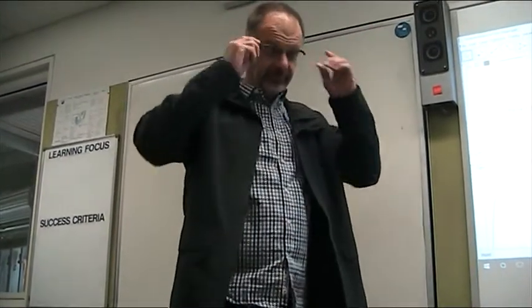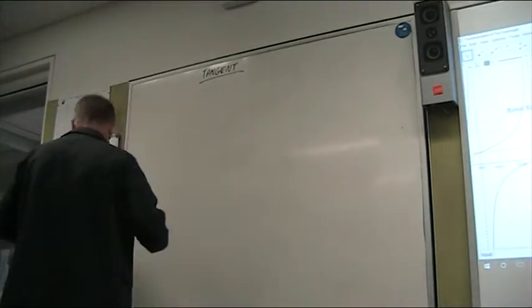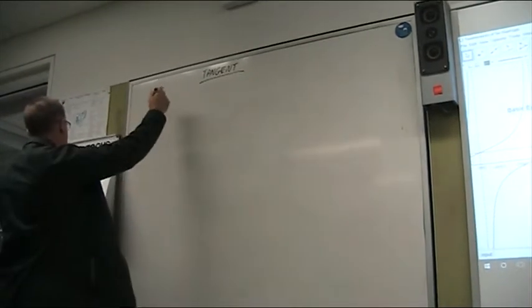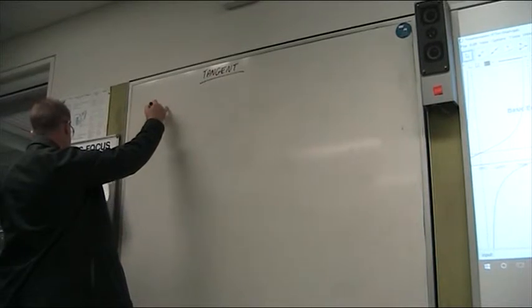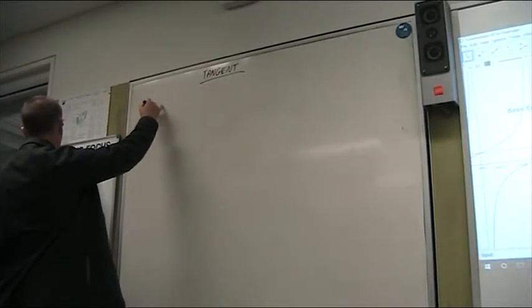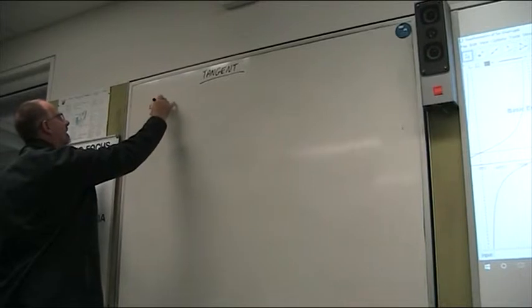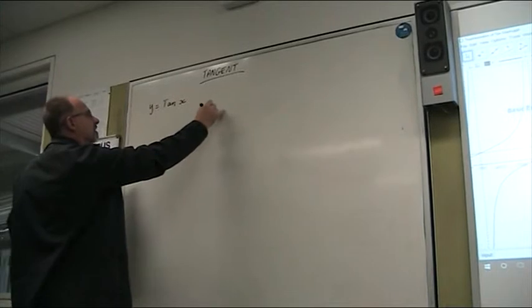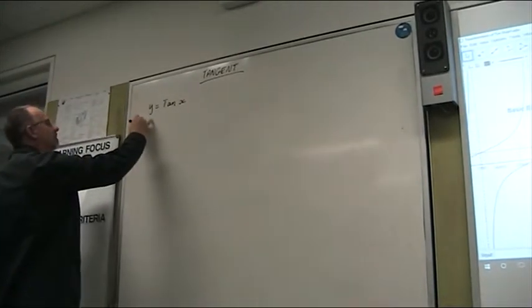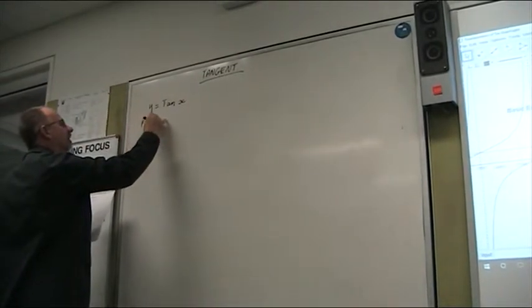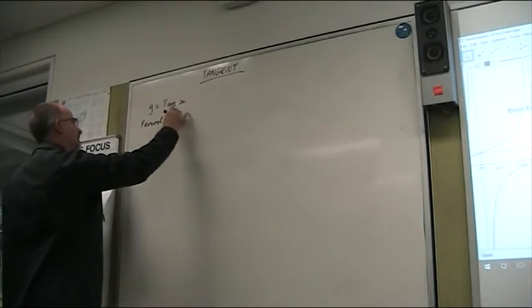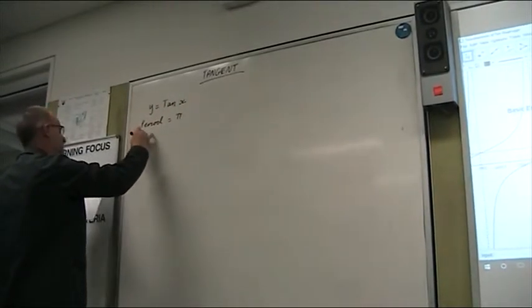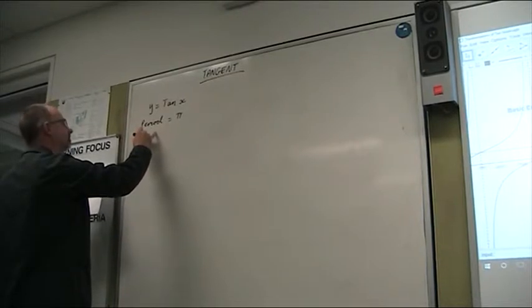All right, so let's write all of that down. I'm going to look at the standard y equals tan x first up. So our standard y equals tan x has a period of pi. We have vertical asymptotes.